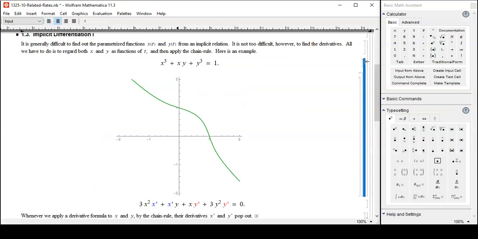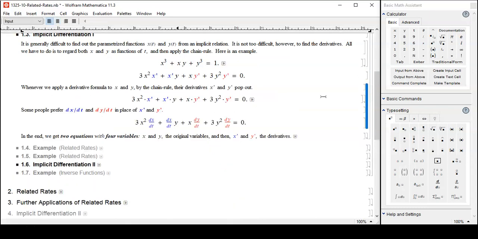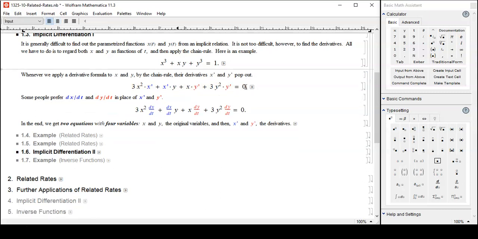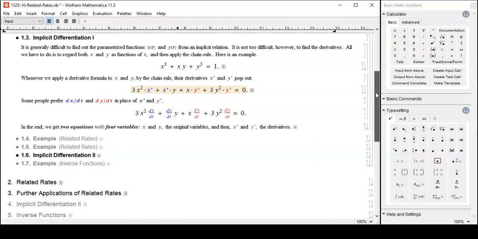Here we go. Oh, no, not that one. Down here. I don't need this any longer. This. So whenever we apply the derivative rule with respect to x, x prime pops out. And whenever we take the derivative by y, y prime pops out. And the reason? The chain rule. Let's continue the color coding.